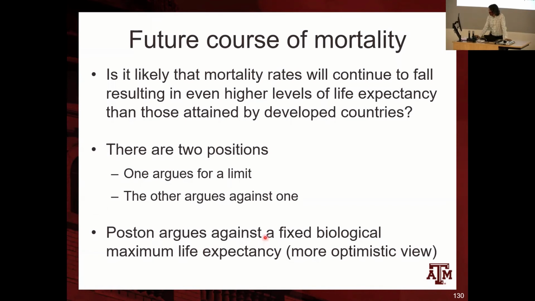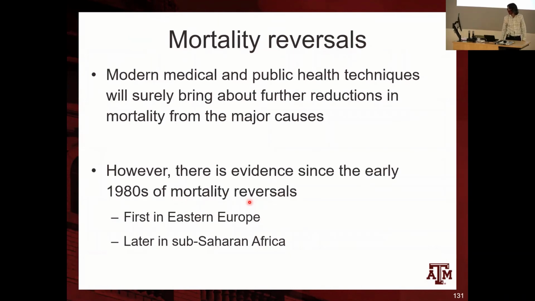And Poston, Dudley Poston, the author of our textbook, argues against a fixed biological maximum life expectancy. So he has this more optimistic view that there is no biological limit for the average number of years that we live. We will keep improving life expectancy, so mortality will keep declining, in his point of view. Modern medical and public health techniques will surely bring about further reductions in mortality from the major causes.